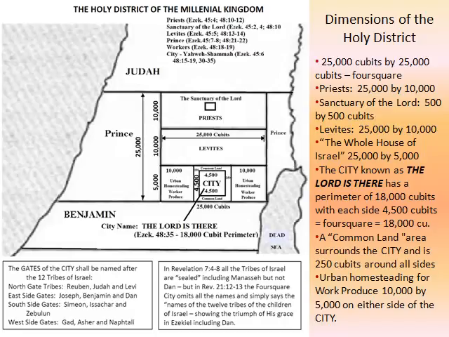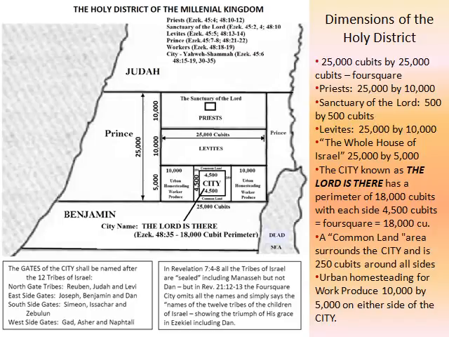The dimensions of the holy district overall are 25,000 cubits by 25,000 cubits. It is 4 square. For the area of the priests, it is 25,000 cubits by 10,000. The sanctuary of the Lord within the area of the priests is 500 cubits by 500 cubits. The area of the Levites is akin to that of the priests. It is 25,000 cubits by 10,000 cubits. The area for the whole house of Israel, the third area, is 25,000 cubits by 5,000 cubits.